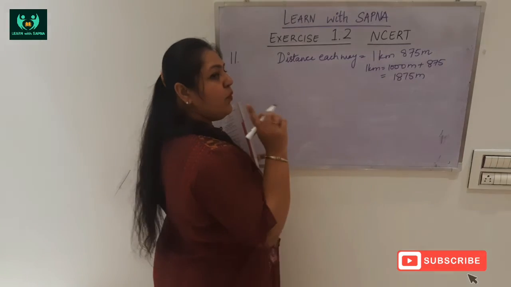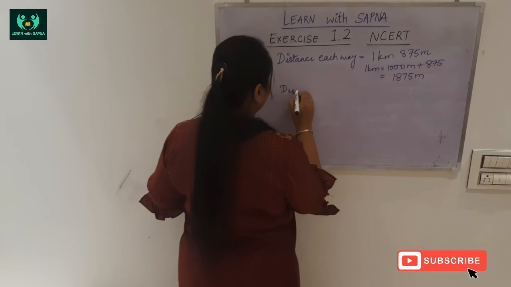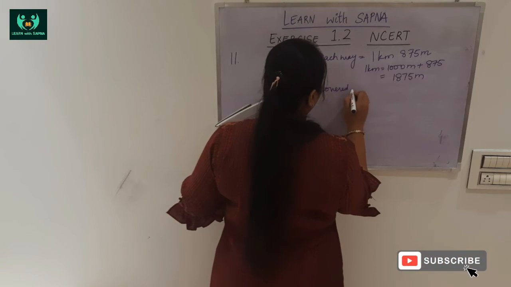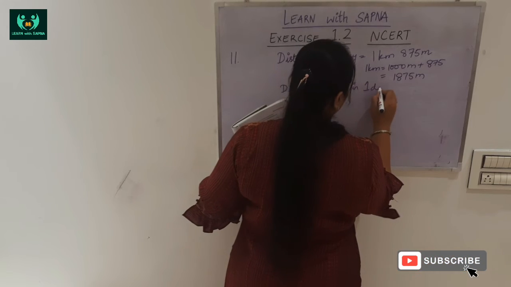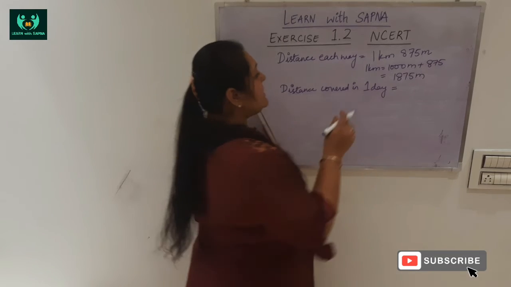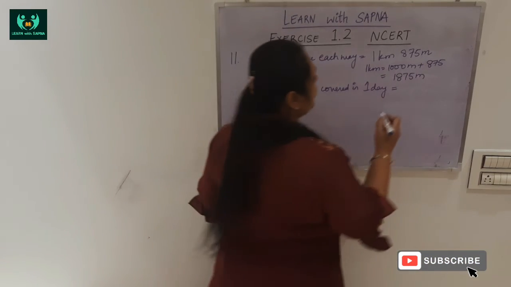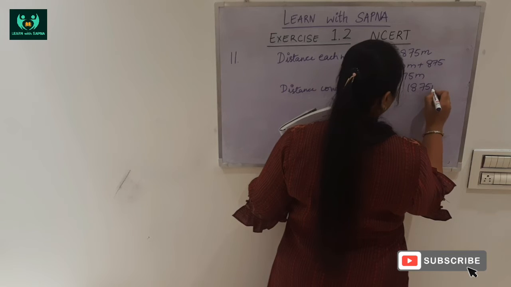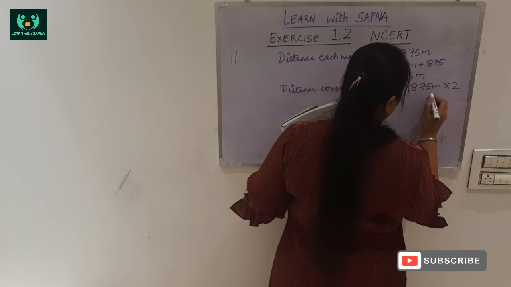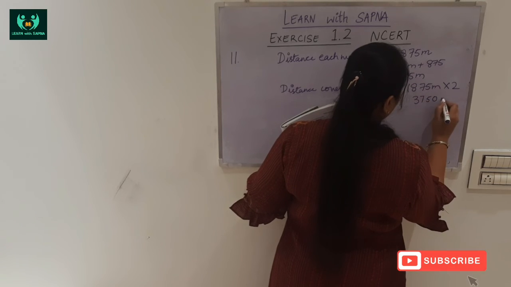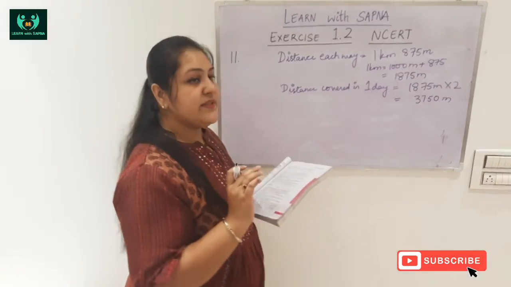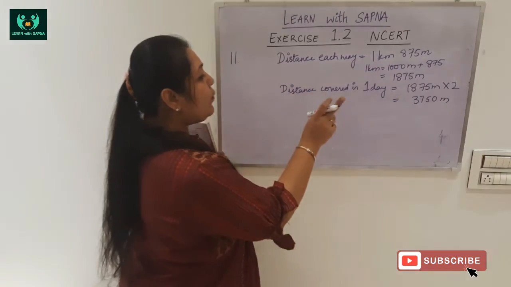Now she walked both ways. So distance covered by her in one day. One day कितना हो जाएगा? She goes both ways. वो स्कूल जाती भी है, then she comes back. So 2 times. Same distance she is covering 2 times. So 1875 meter into 2, which is what? 3750 meter she is covering in one day.